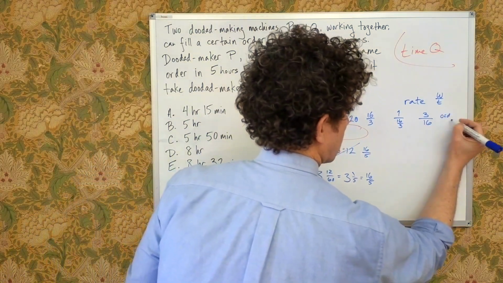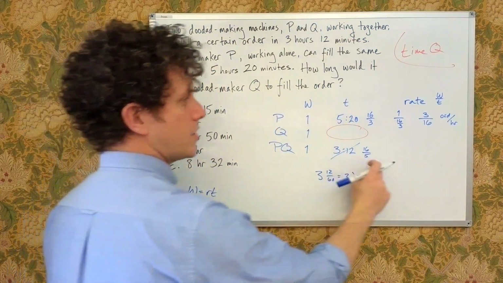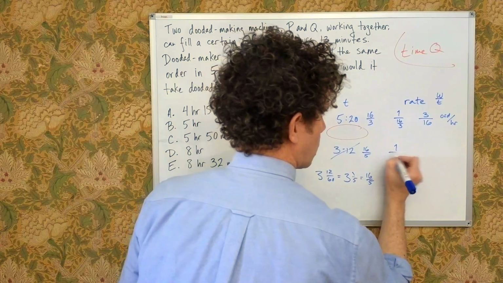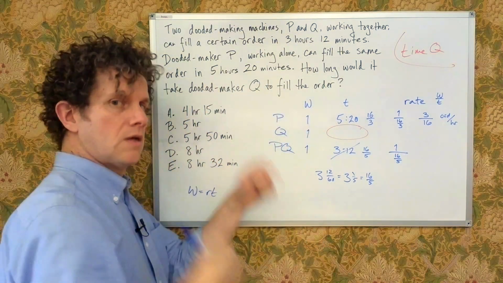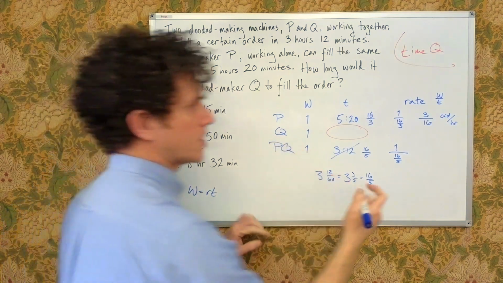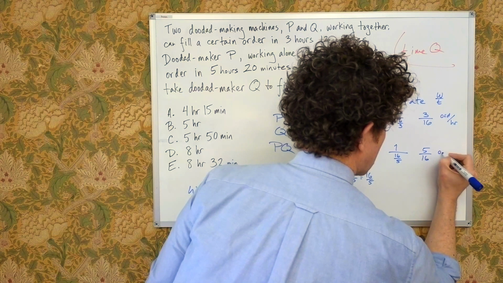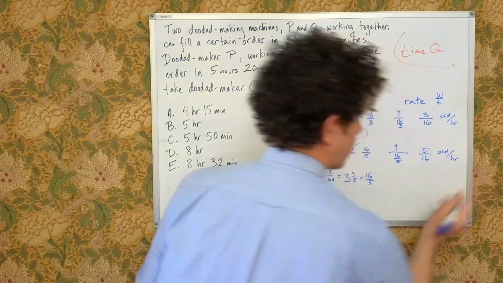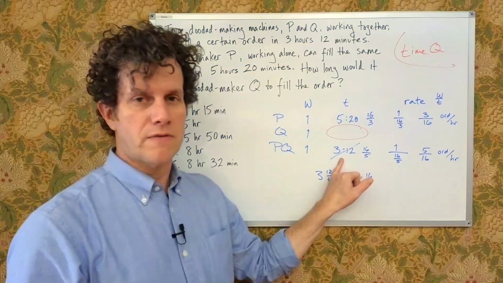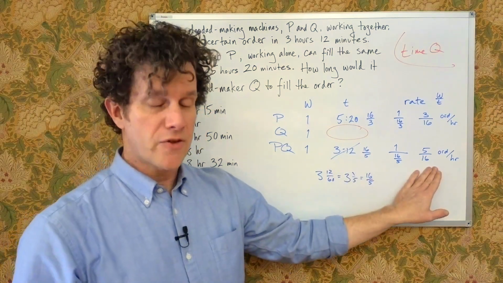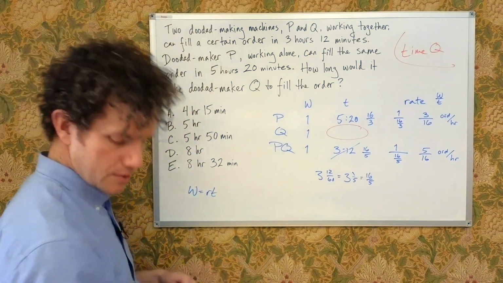So, 3/16 of an order filled every hour. Here we do the same thing. One order takes 16/5 of an hour. We can sort this fraction out. When they work together, they do 5/16 of an order every hour. Again, checking in with our human brains, that's very close to a third, and we have 3 hours here. Together they do about 1/3 of a job every hour. The job gets done in about 3 hours.